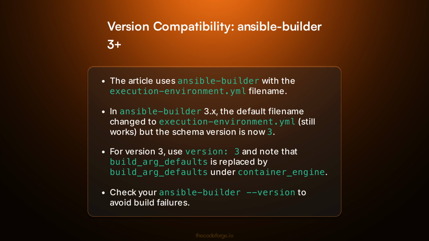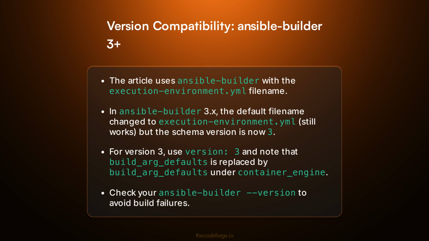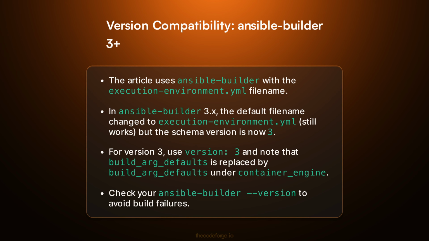The article uses ansible-builder with the execution-environment.yml filename. In ansible-builder 3.x, the default filename changed to execution-environment.yml. The old name still works, but the schema version is now 3. For version 3, use version: 3 and note that build_arg_defaults is replaced by build_arg_defaults under container_engine. Check your ansible-builder version to avoid build failures.